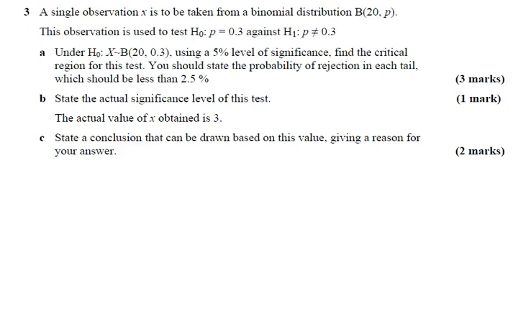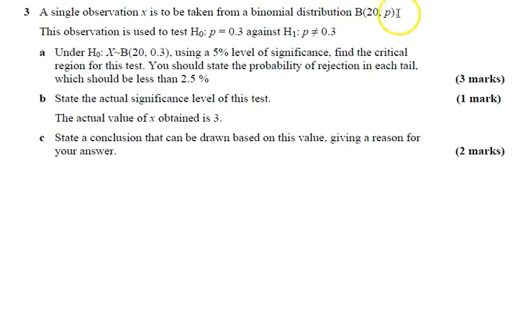Hello, and this time we're looking at hypothesis testing with the binomial distribution. I know a lot of people really struggle to get their heads around this. So let's look at this example. We've got this distribution that's been given for us here, B(20, p). So that is the number of trials, n, and then p is the probability. And that's what we're testing.